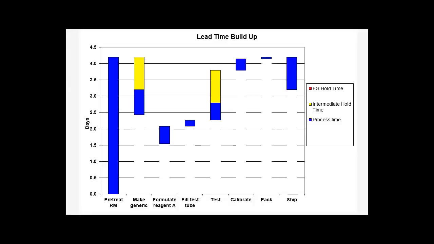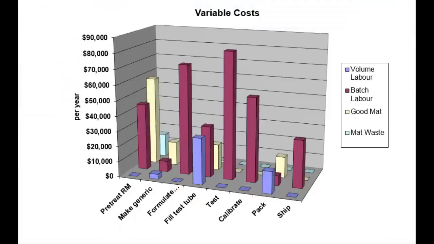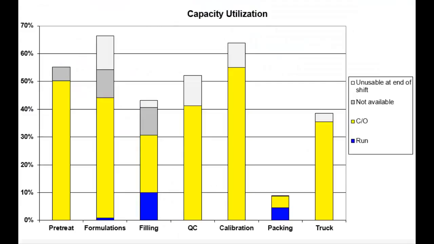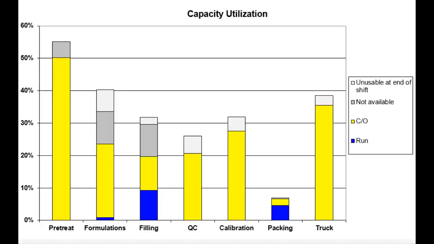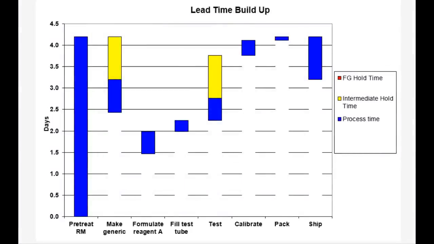When you change something, all of these things change. So let's change the batch size, which was a major change in here. Change this to bigger middle-sized packing batches. You could see that cost graph suddenly changed, the capacity graph changes, the inventory graph changes, and the lead time graph changes. So we have automatic updating as you make changes.